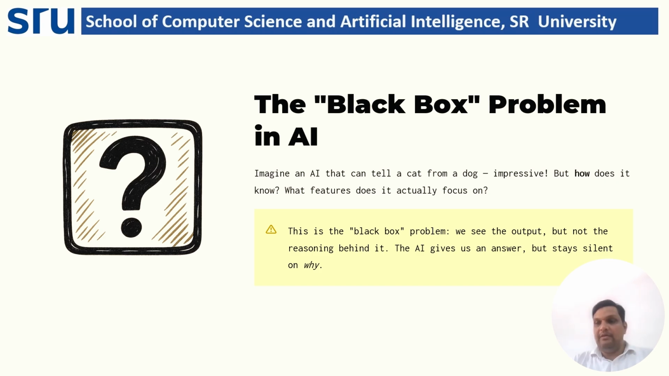In other words, we can say that AI models today are incredibly powerful but often mysterious. We call this the black box problem. We see the answer, like this is a cat, but we don't see the reasoning behind it.